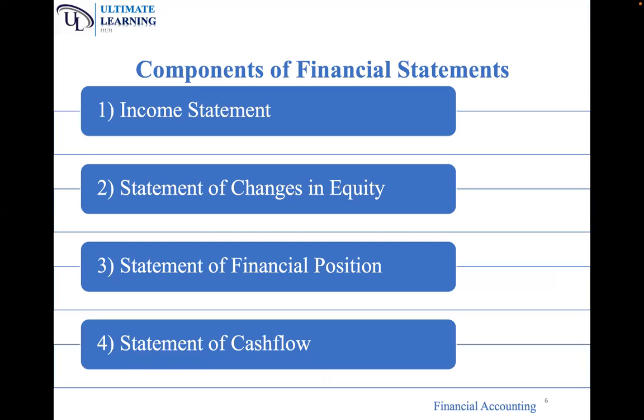Now, what are the different financial statements we normally prepare? There are 4 financial statements, or what we call components of financial statements, that you need to know how to prepare. Number 1, there is what we call the income statement. Income statement is a statement that is prepared to show financial performance of the business. What are the profits that the business makes? What are the losses that the business has made? That's the first financial statement.